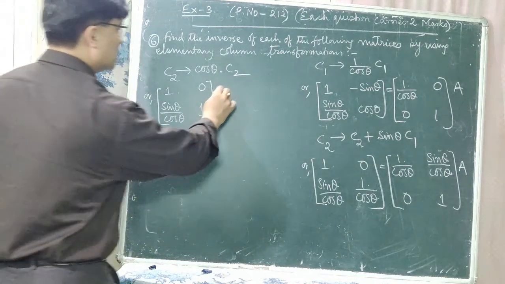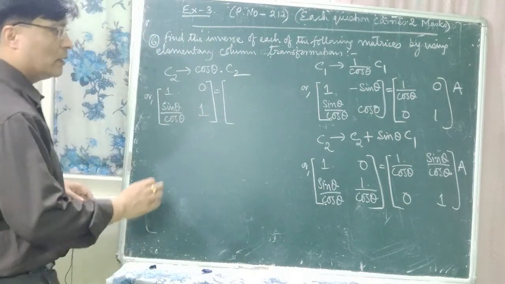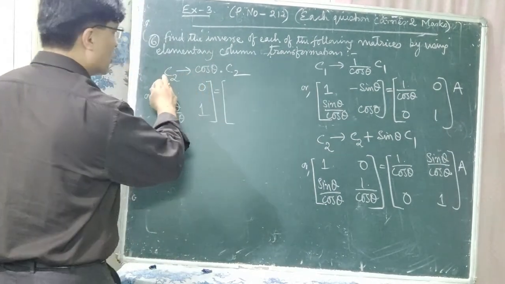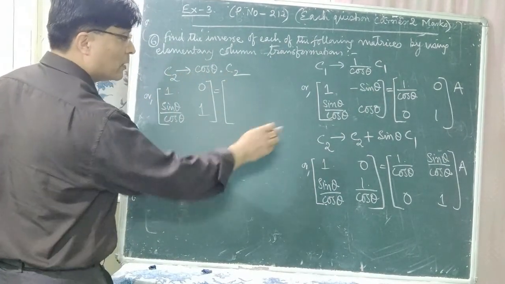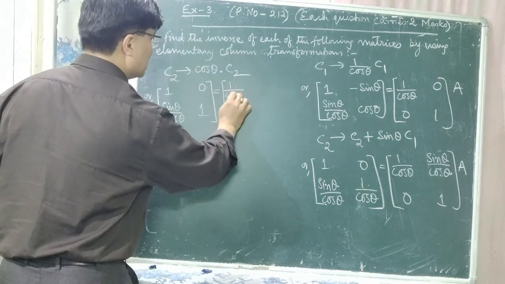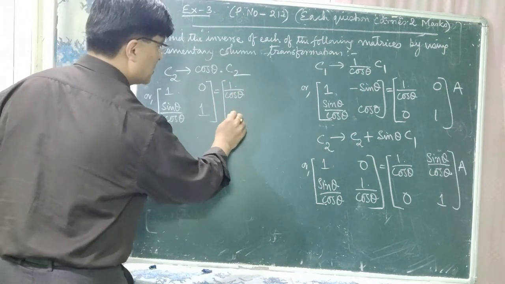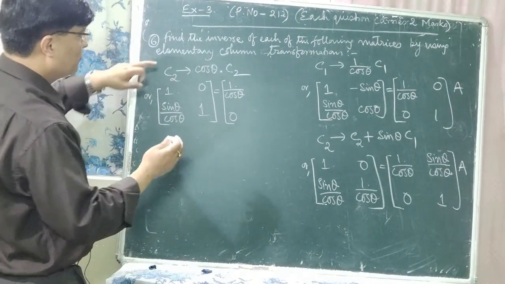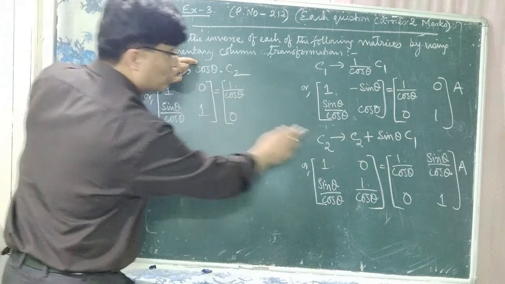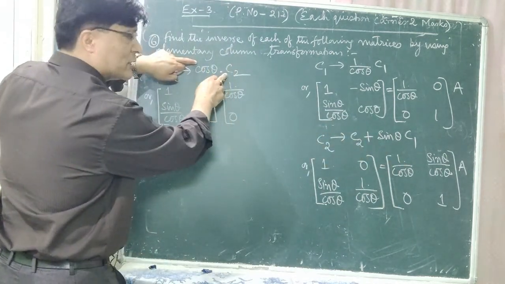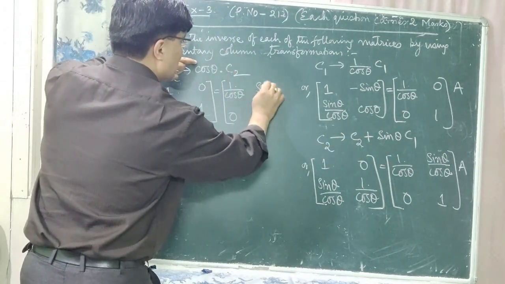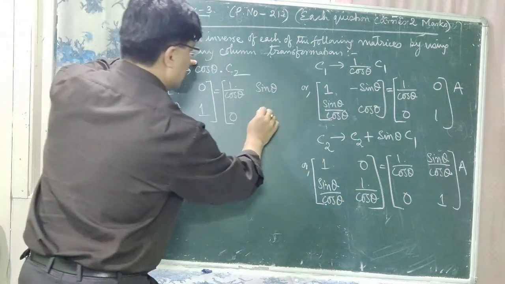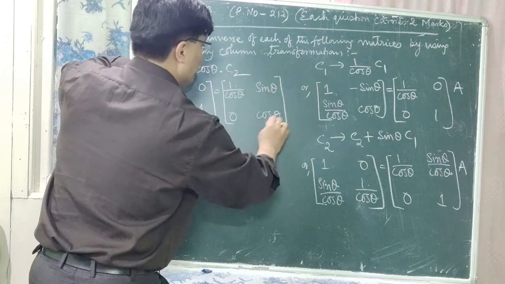Understood? Next, on the right hand side also you can change column 2. So how does it change? Column 2 is equal to cos theta into C2. So now it is 1 by cos theta, 1 by cos theta, right? Then it is 0. Now how does column 2 change? C2 is equal to cos theta into C2. C2 means sin theta by cos theta. If you put sin theta by cos theta, the cos theta gets cancelled. You will get only sin theta. And then 1 into cos theta, that is your cos theta.